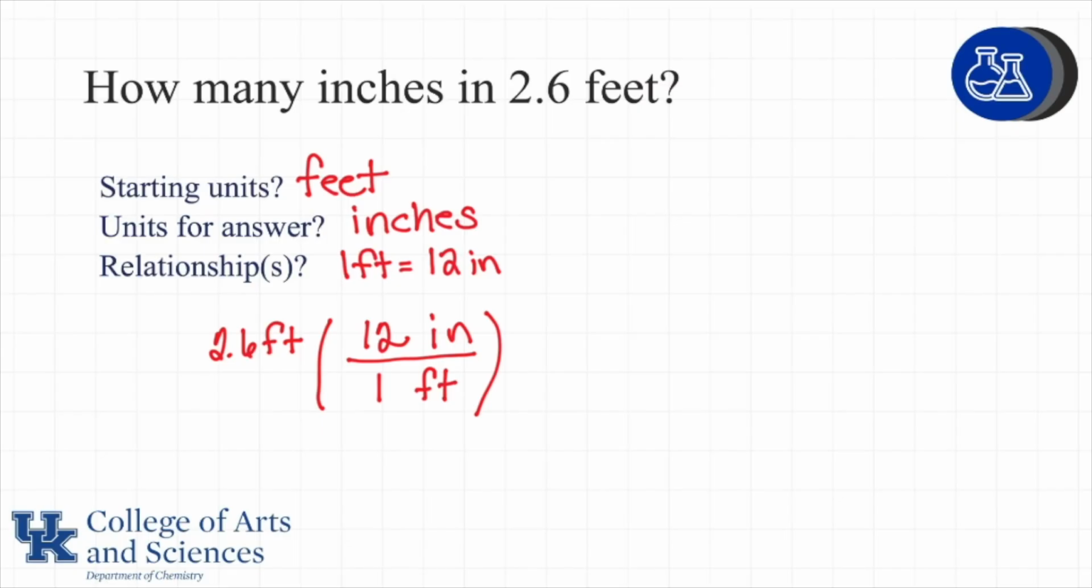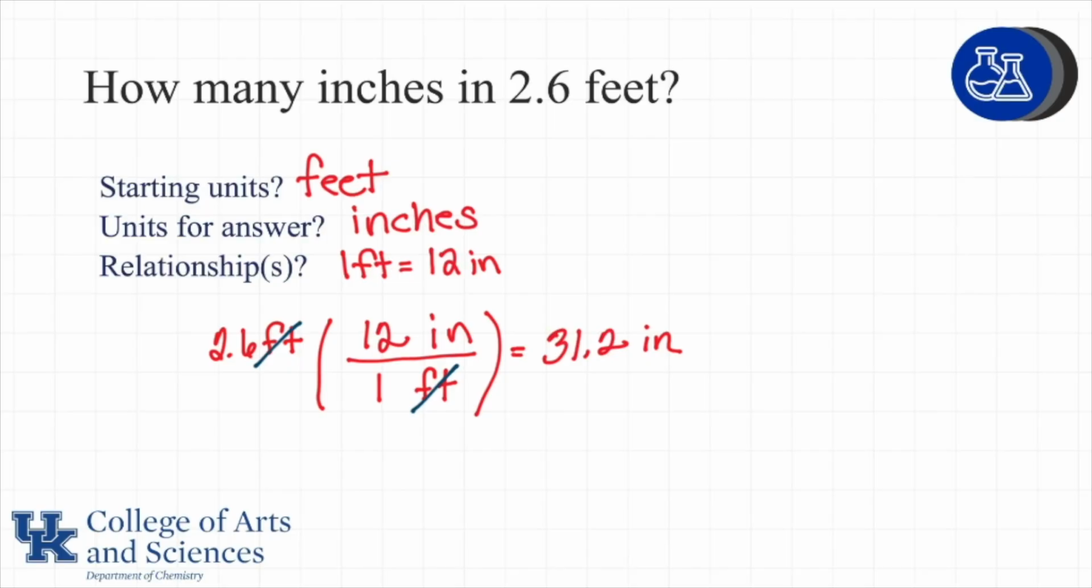Now I'm going to cancel out units. So I cancel out feet because I have one in the numerator, one in the denominator. They cancel out. And what I'm left with is inches for my unit. And when I do the math, I get 31.2 inches.